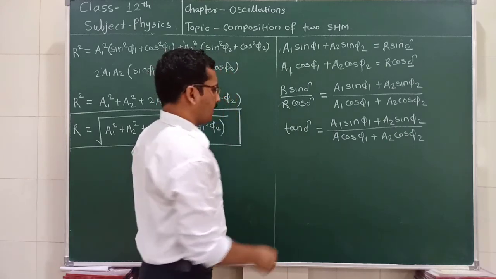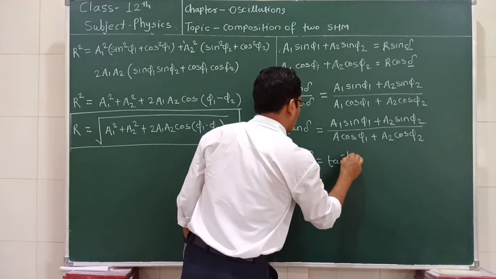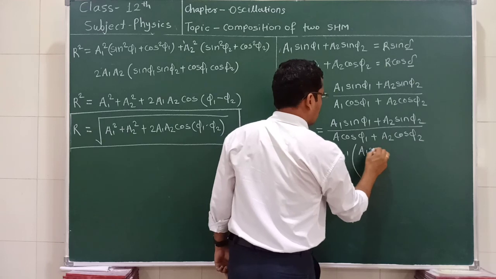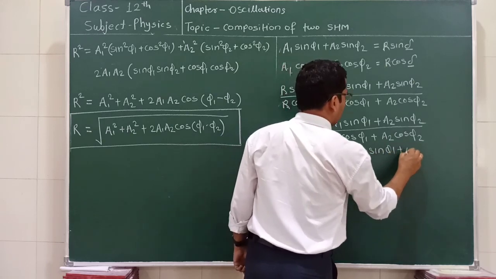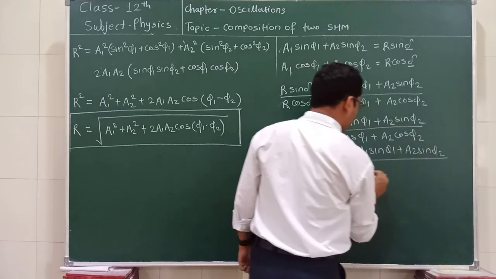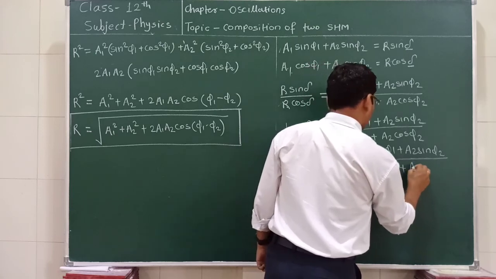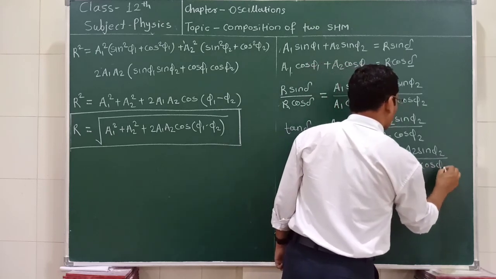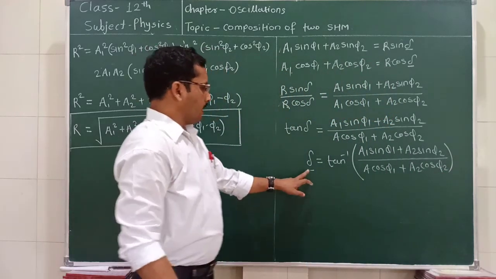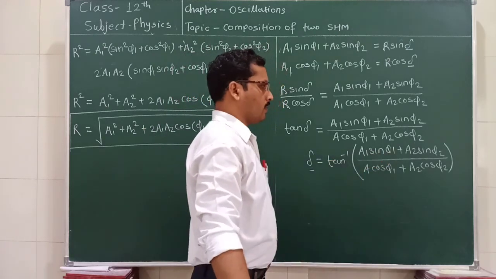This is tan del, and we can write this as del is equal to tan inverse of this: A1 sin phi 1 plus A2 sin phi 2 divided by A1 cos phi 1 plus A2 cos phi 2. Okay, this is the value of the resultant initial phase. Del is equal to tan inverse of this value.